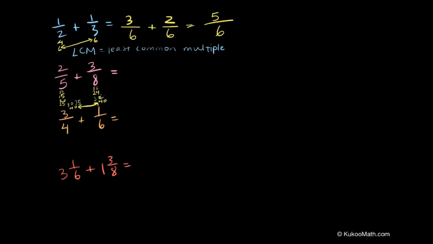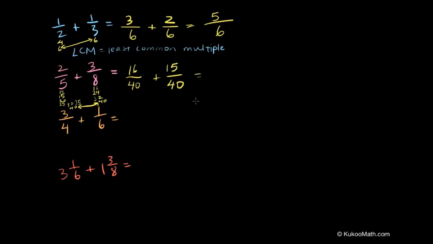So we're going to try 40. So both fractions will have a denominator of 40. For 2/5, 5 times 8 is equal to 40. So we're going to multiply 2 times 8, which is 16. 8 times 5 is equal to 40, so 3 times 5 is equal to 15.